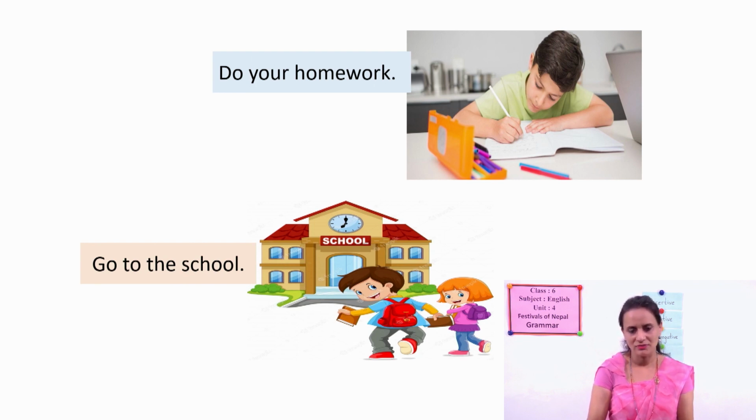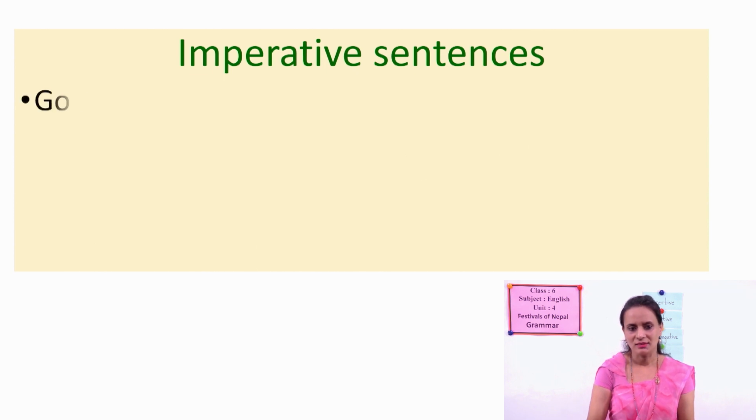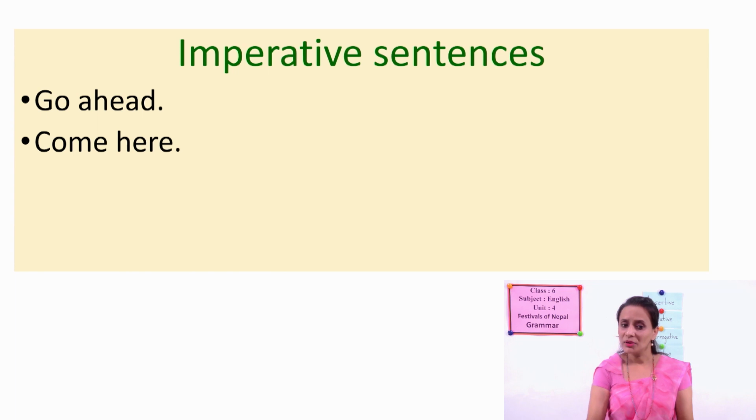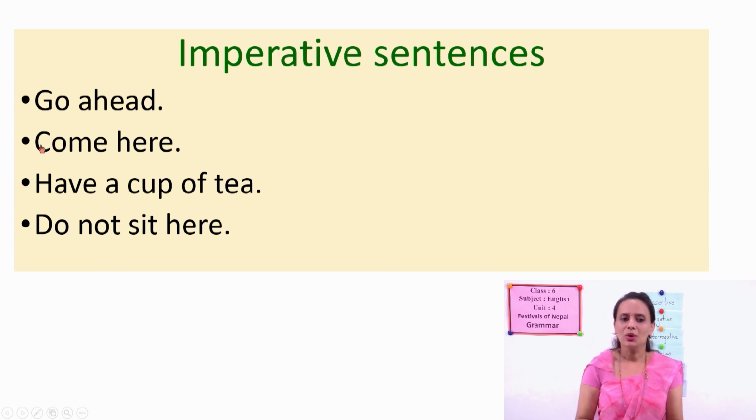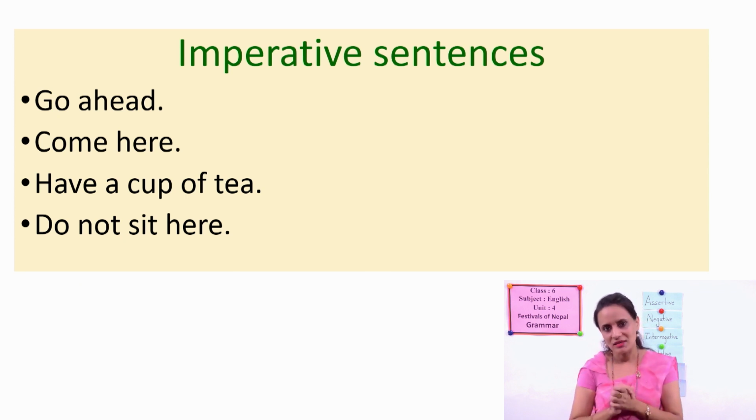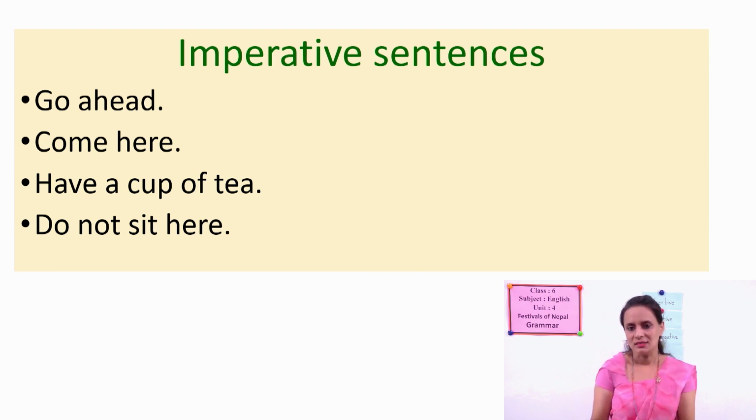Now let's see more imperative sentences here. Go ahead. Come here. Have a cup of tea. And do not sit here. Go, come, have, do. What are they? They are verbs. Okay, very good. And these all are imperative sentences. Why? Because they give command, isn't it? Have a cup of tea is just like telling someone to have a cup of tea. Do not sit here. These all are imperative sentences, okay?